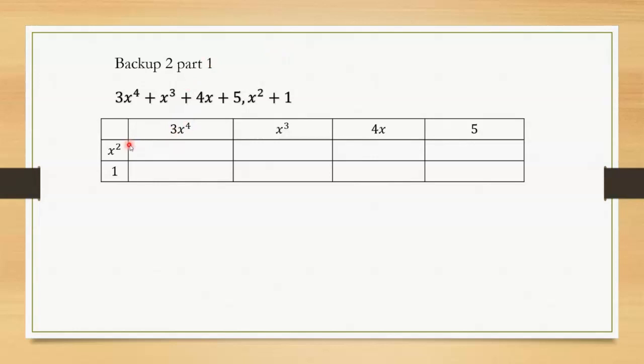So what we do next is we do row times the column terms. That's how we fill in these missing entries. So here we have x squared times 3x to the 4, which is 3x to the 6. For this one, we have x squared times x cubed, that's x to the 5th. X squared times 4x is 4x cubed. X squared times 5 is 5x squared.